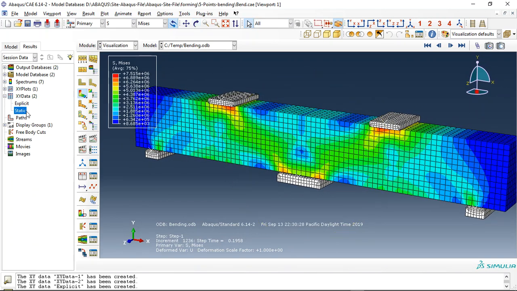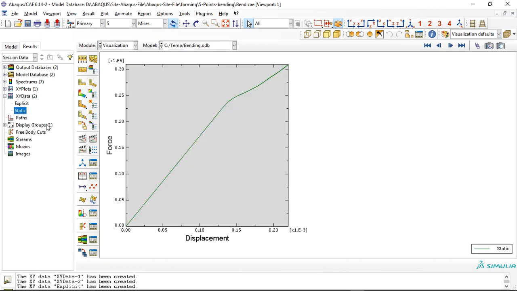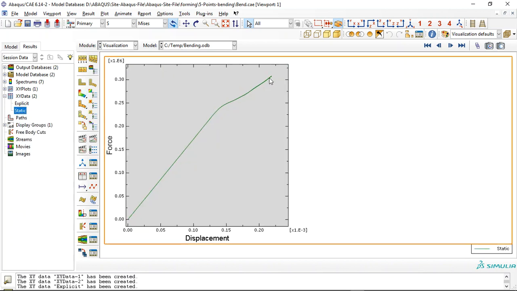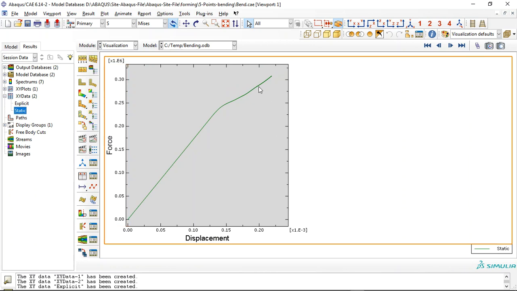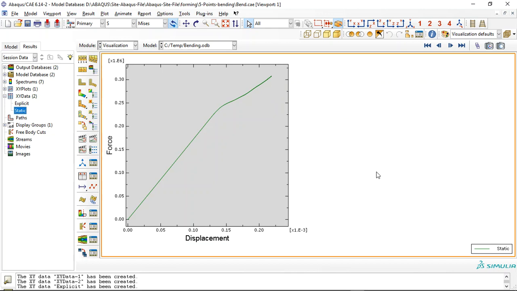And we got the force displacement diagram for this simulation. You can see that the maximum force capacity is 300 kilonewton for the concrete beam, and after that we have the decline or decrease in stiffness, and the stiffness degradation happened.